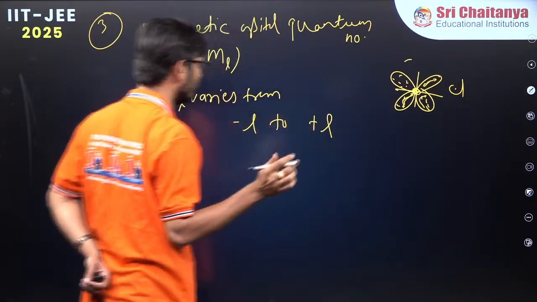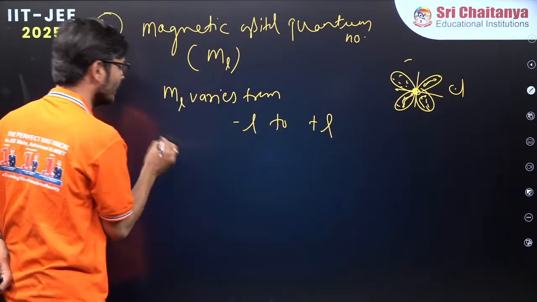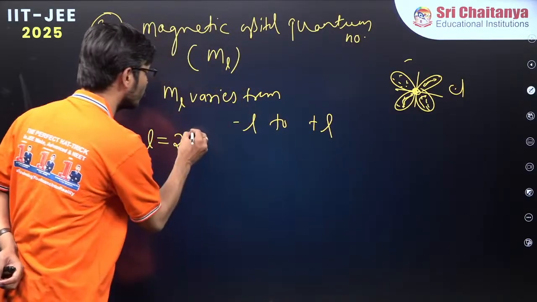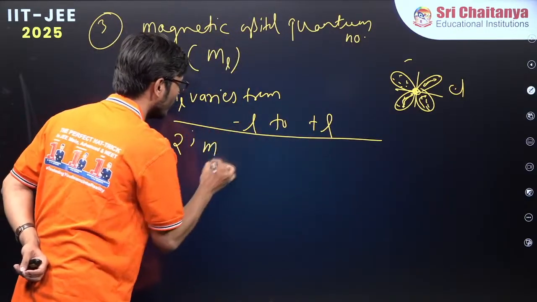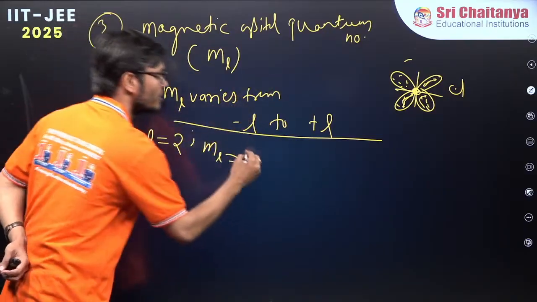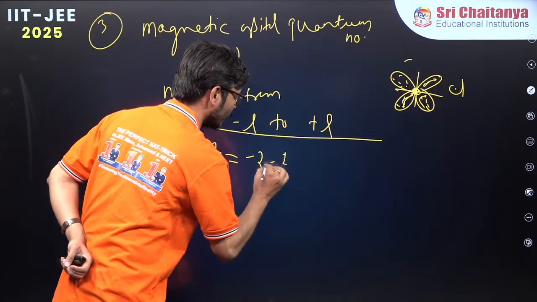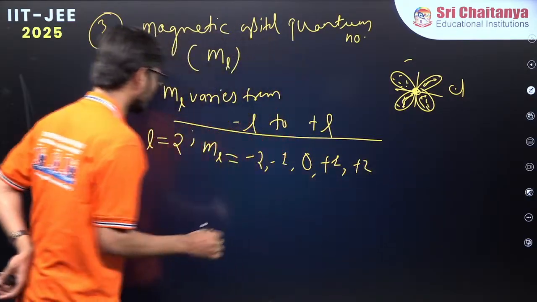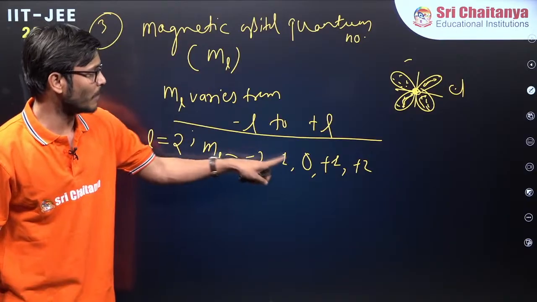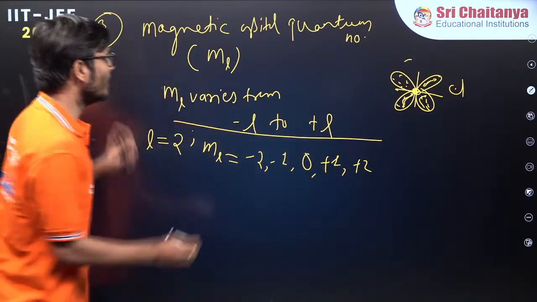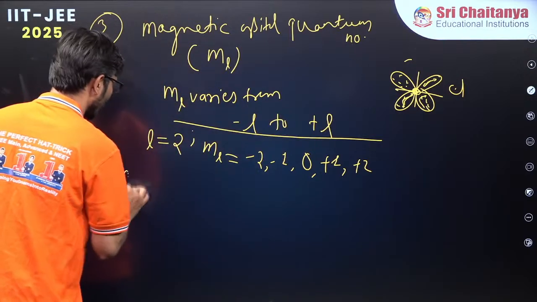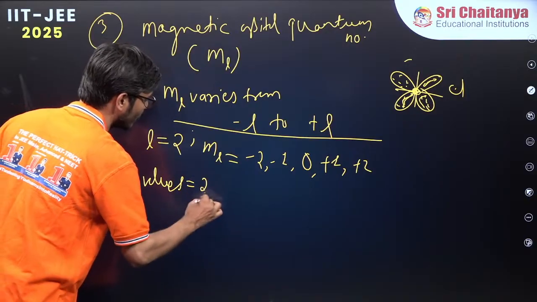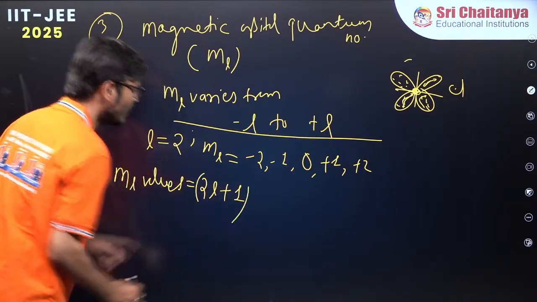What it means is, I'll explain. Let us say L is equal to 2. So for L equal to 2, what are the ML values? It starts from minus 2 and goes to plus 2. So minus 2, minus 1, 0, plus 1, plus 2. The total number of ML values is given by the formula 2L plus 1.